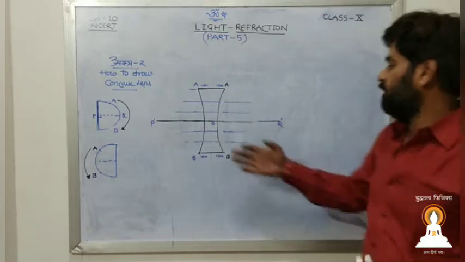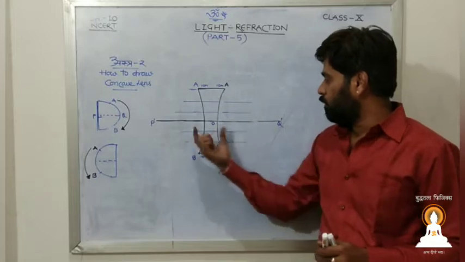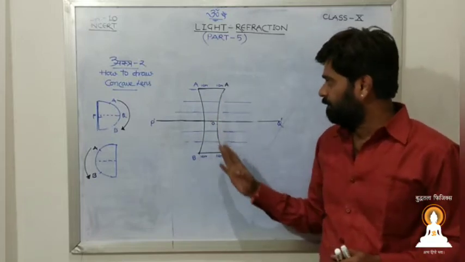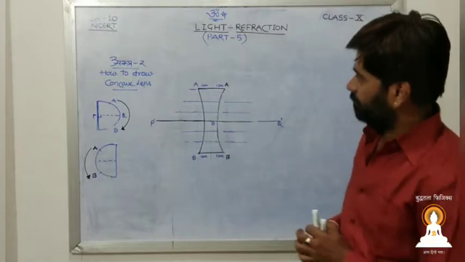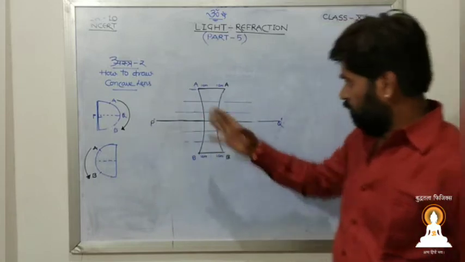No need to hurry and no need to worry. It is a very simple diagram, and you will get the exact one. Try at least 5 to 10 times and then you will be perfect. So this was all about the trick to draw the concave lens.